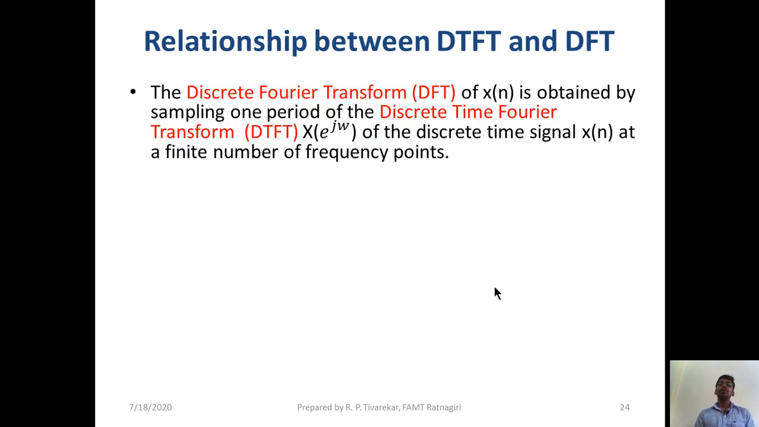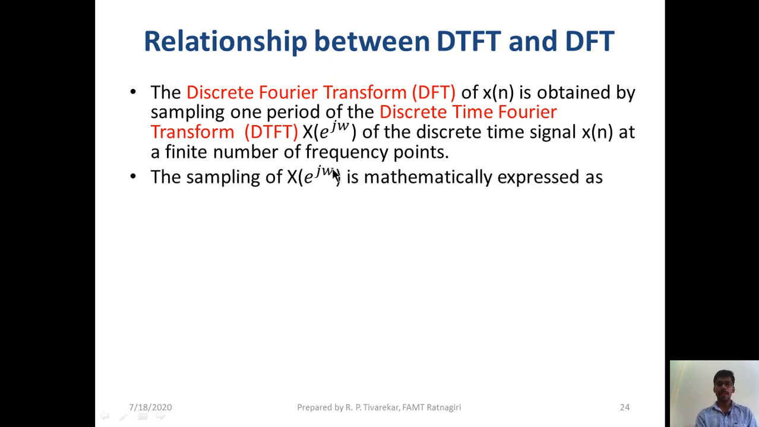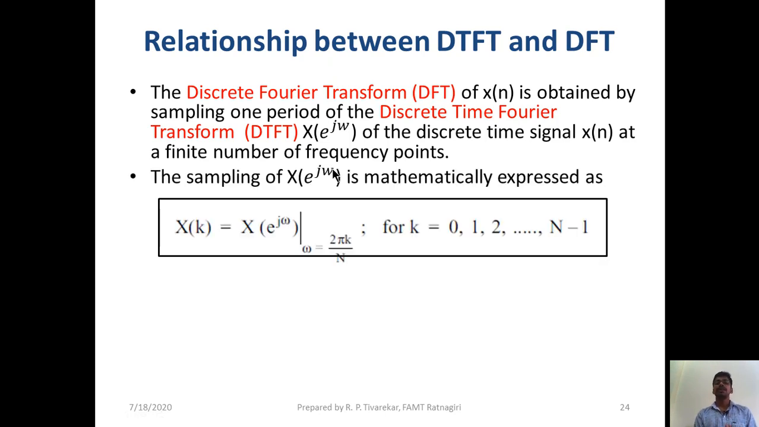To compute a DFT of a sequence x of n, we have to sample its DTFT, capital X of e raised to j omega, over a finite number of frequency points, and that is mathematically expressed as X of k, that is DFT, is equal to X of e raised to j omega sampled at omega equal to 2 pi by N times k, where k varies from 0 to N minus 1.